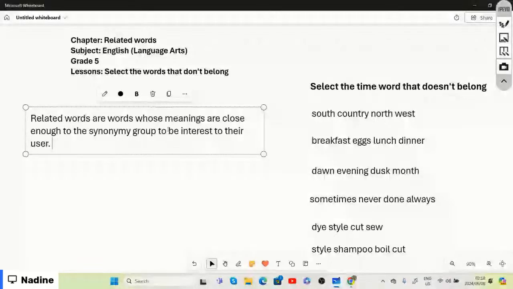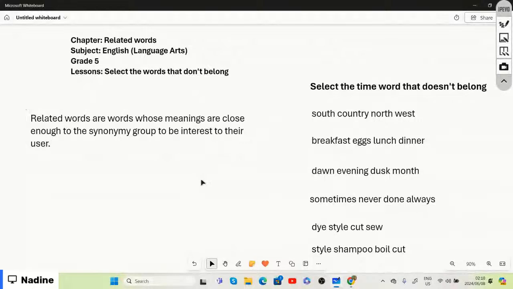All right. So once again, related words are words whose meanings are close enough to the synonymic group to be of interest to the user. They are words that we can combine and categorize under a specific group or category. When we need to categorize things under their correct category, that would be related words.